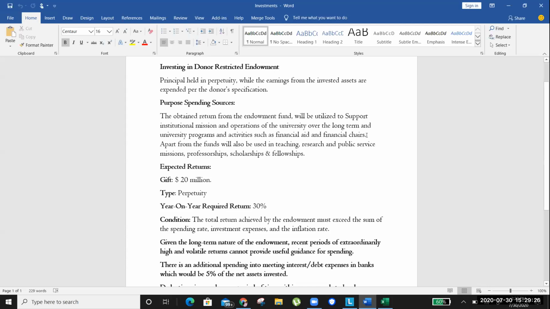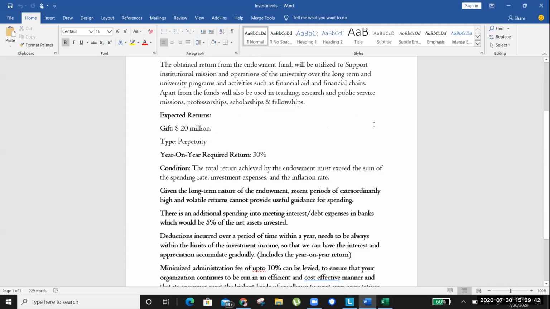Along with this, because we are trying to put things into a perpetuity, which will obviously be long term, there is a high chance that these periods will be extraordinarily high, and there will be a lot of volatility. That also needs to be looked into. Apart from that, we also have certain interest and debt expenses in other banks. So we'll also need 5% of the net assets invested, so that from the income we receive, we can put it towards the interest or debt for the other banks. So in all, we will need 30% plus 5% as well as an additional thing.